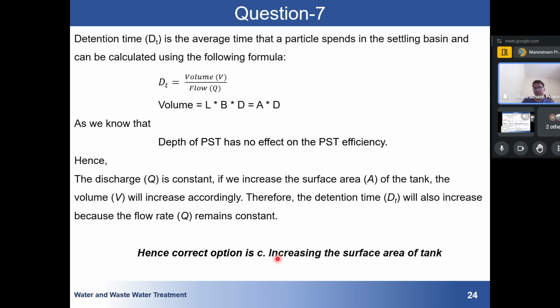Or in other words, you can say that by increasing the surface area of our sedimentation tank, I am increasing the detention time of my settling zone, and hence increasing the efficiency. So the correct option will be C, that is increasing the surface area of the tank.